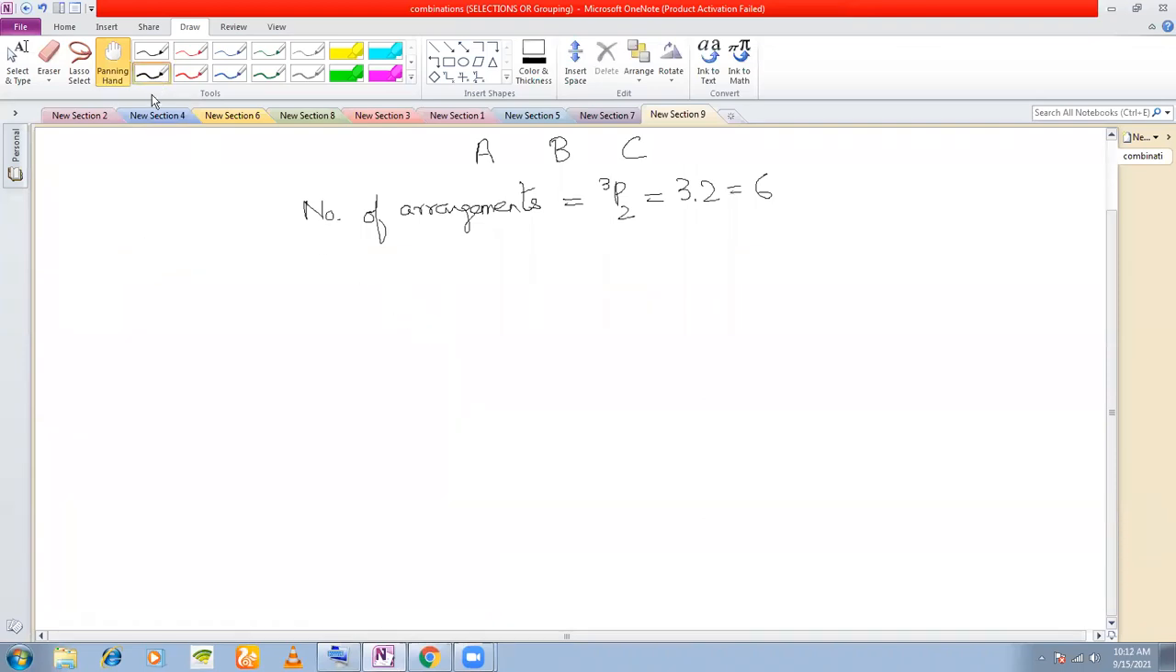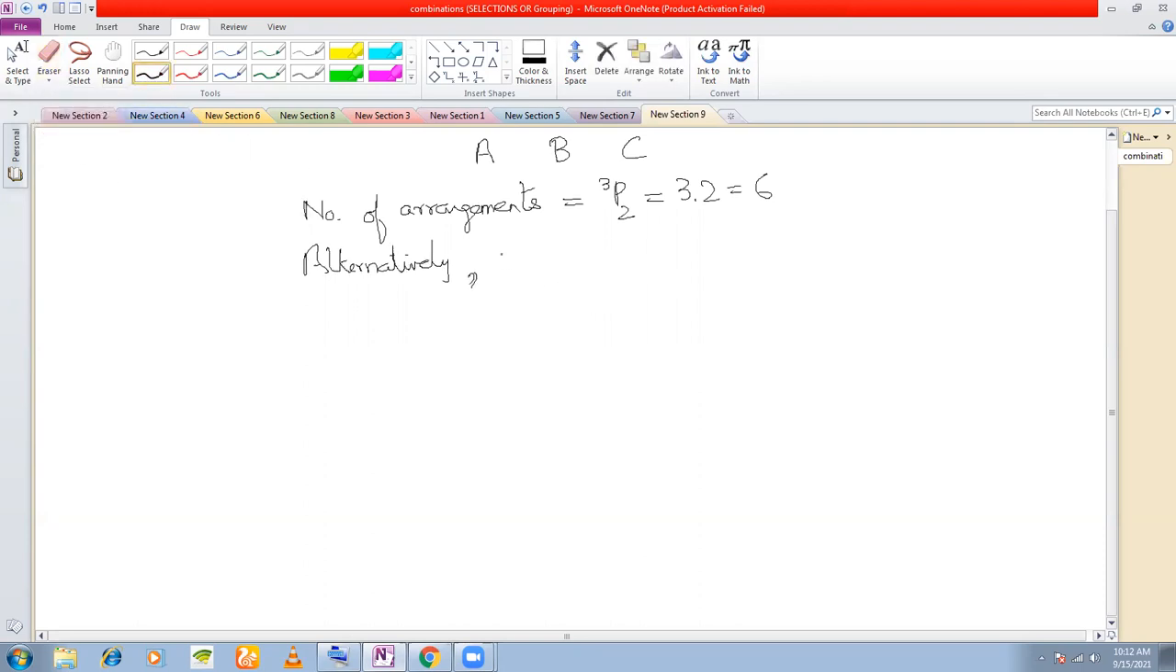If I'm arranging these 3 persons taken 2 at a time, that means I have to first select 2 persons, right? Alternatively, you can think of it in this way. In how many ways can I select two persons? In fact, we can select in 3C2 ways. But what is the meaning of 3C2? Let's see.